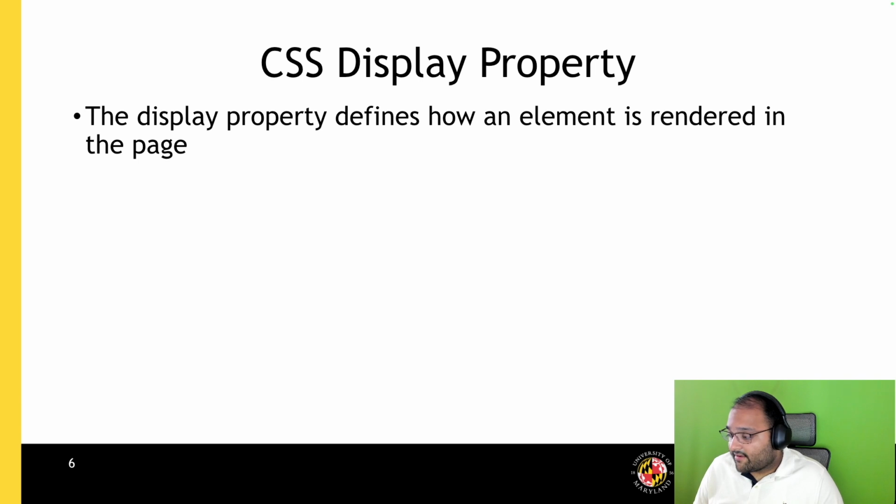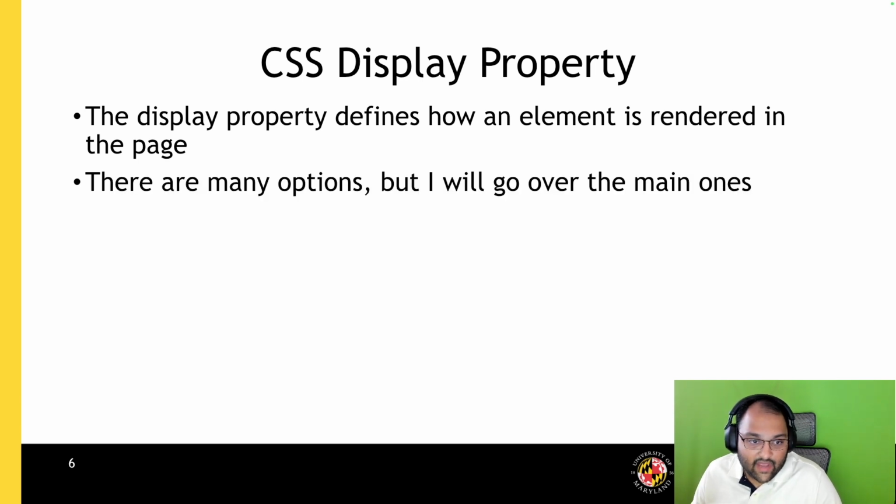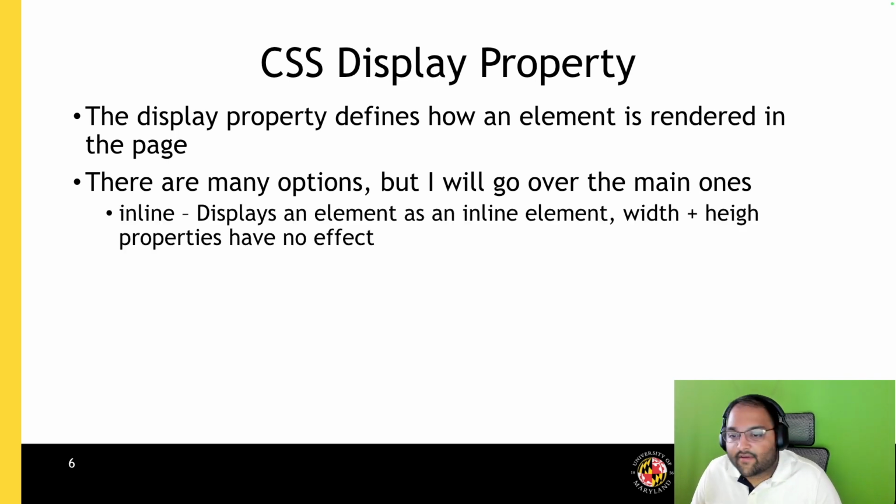So in CSS, there is this display property. The display property defines how an element is rendered in the page. There are tons of options for displays, but I'm going to go over the main ones. First, there's this concept of inline display. These are elements displayed as an inline element, and basically the width and height properties have no effect if you have an inline element, okay?